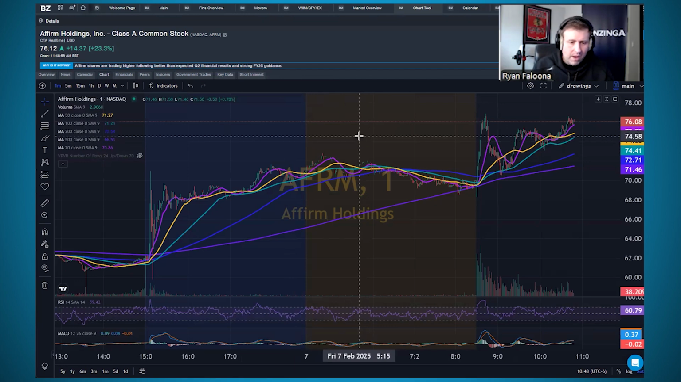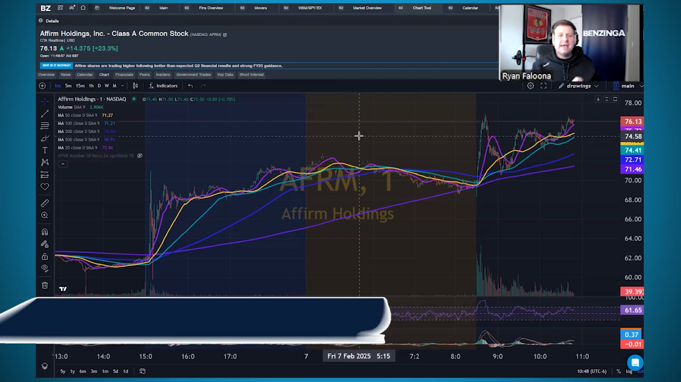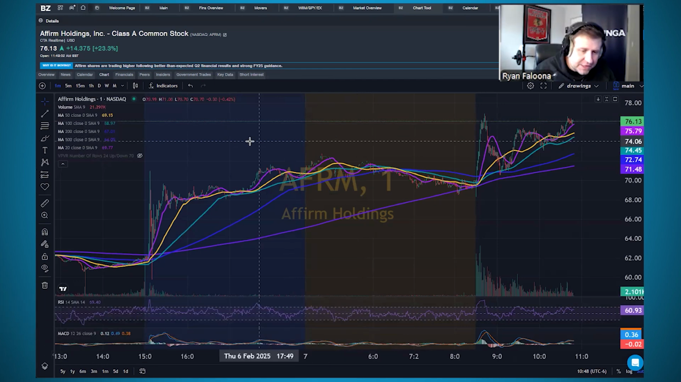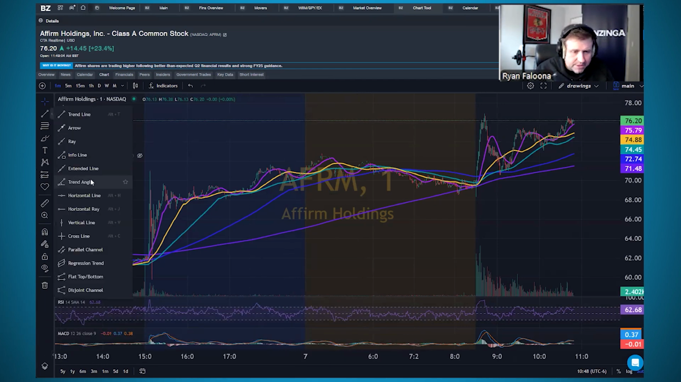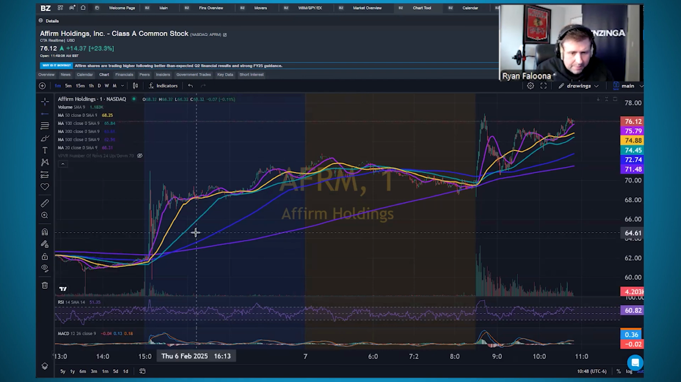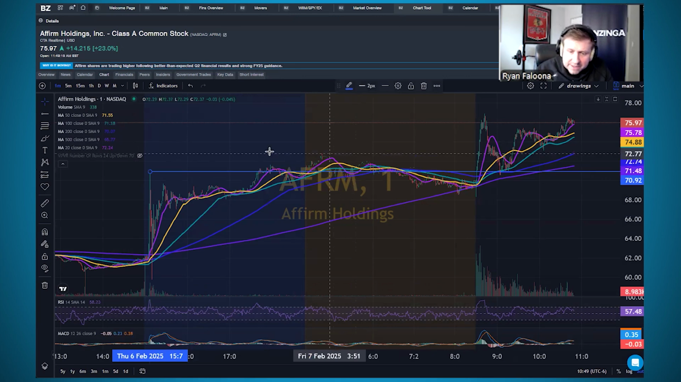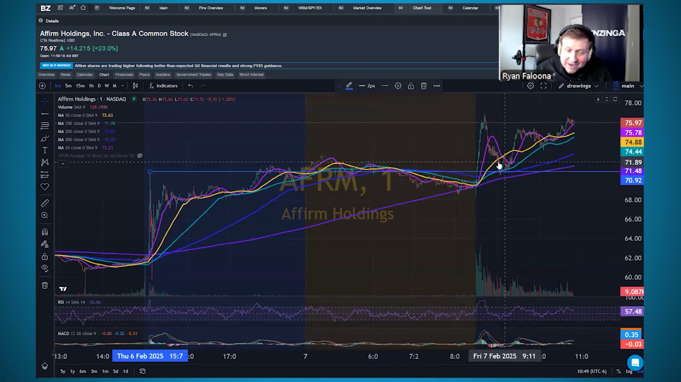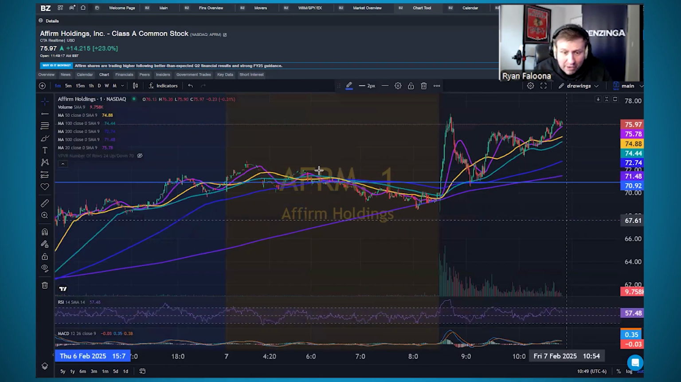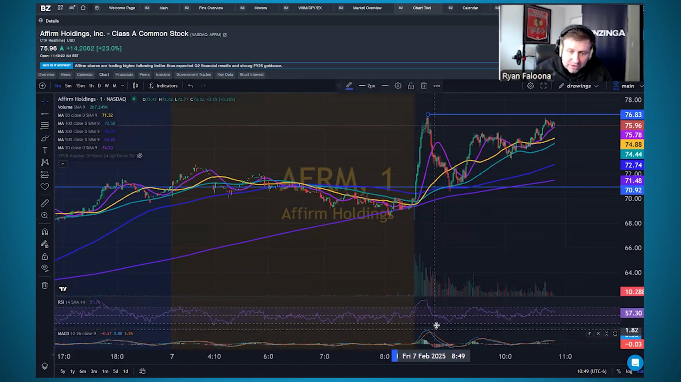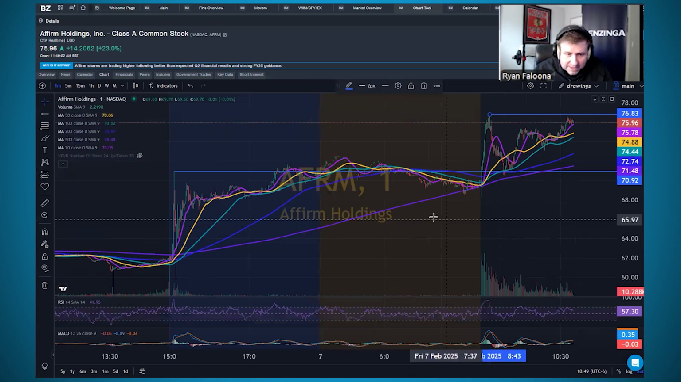Okay, so now we want to identify some support and resistance levels based on the price action from some of these smaller time frames. So I'm going to select my drawing tool here and click on horizontal ray. First, I see this impulse move right up here. We're going to go to about the top of the candle and click. You can see, look at that, that created another resistance level. Then we're going to do the same thing up here at the top. That looks to be a resistance level as well.